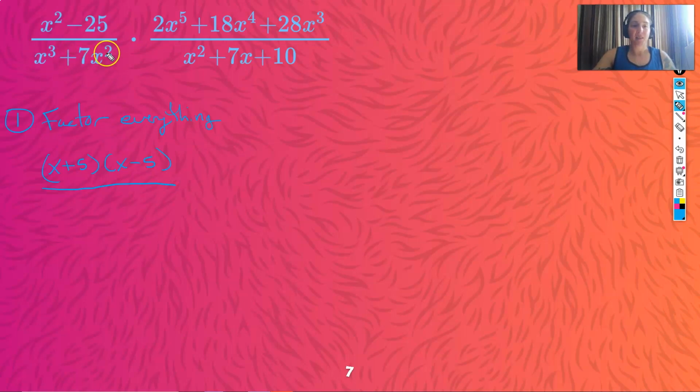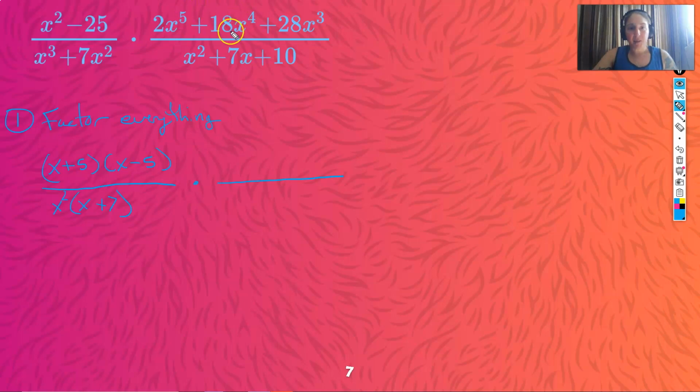X squared looks like it's the common factor here. If I pull x squared out, that'll give me x plus 7. Okay, no common factors to reduce here. Okay, let's try the other rational.